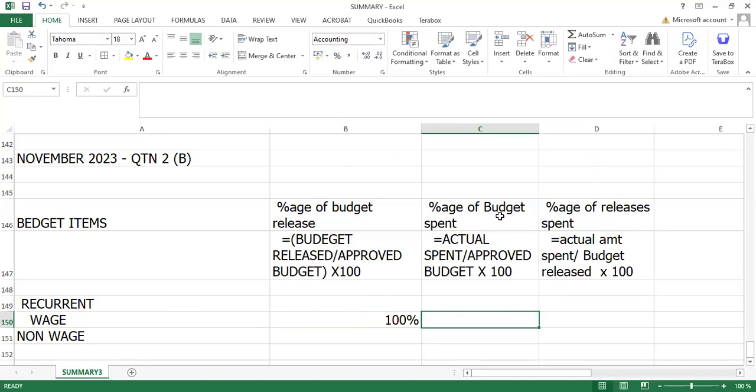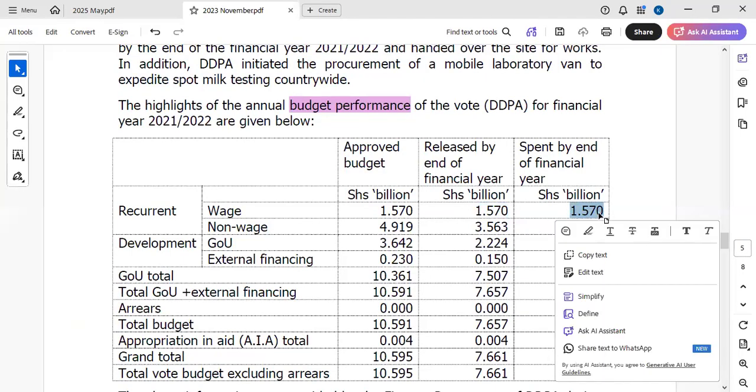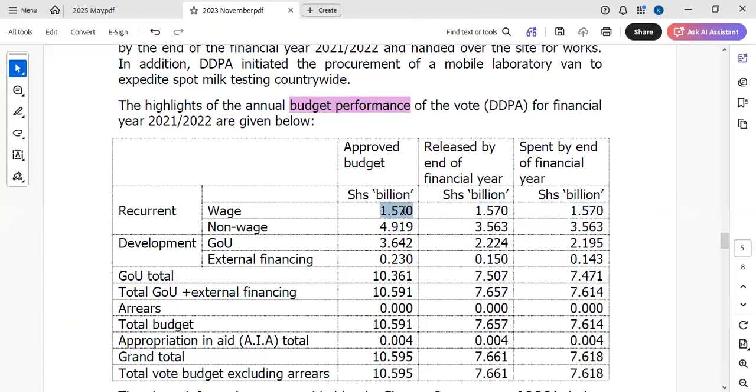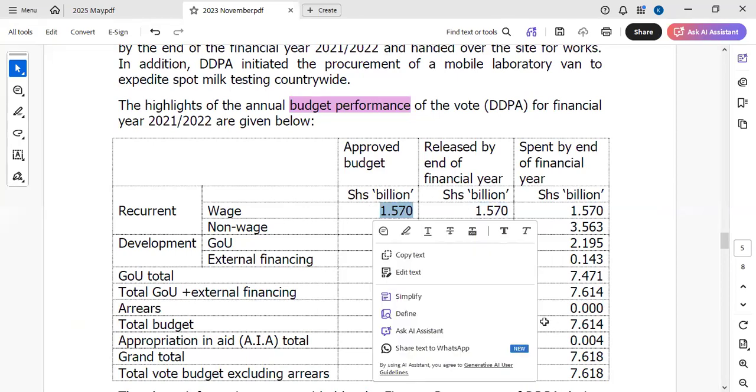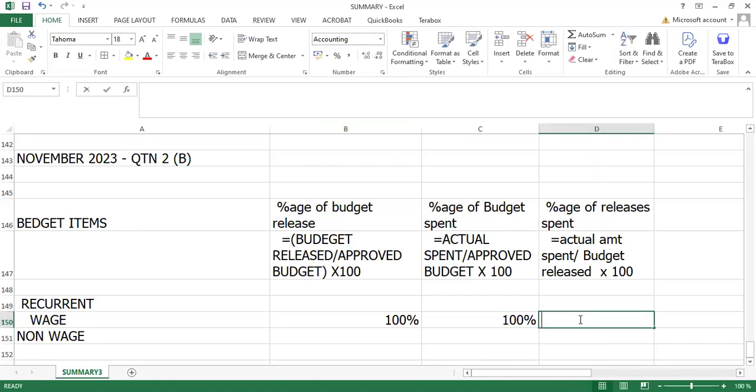You do the same for budget spent. The percentage is what? Budget spent. We are saying that you look at the actual amount spent, actual amount if it comes to wage. Actual amount spent is 1.57 divided by the budget. Here we are getting still 1.2. It is still 100%. What about release? Even 100%, because they are the same.